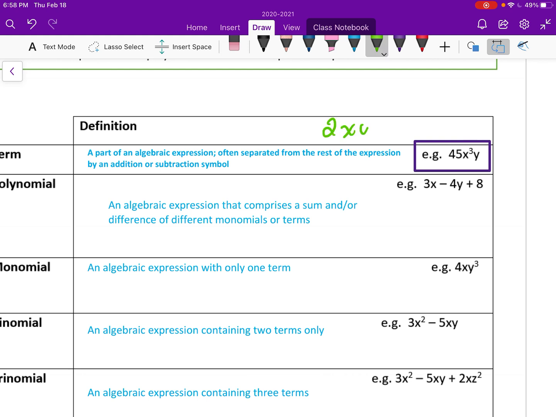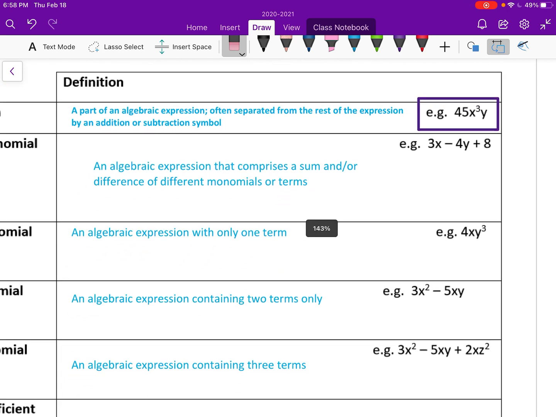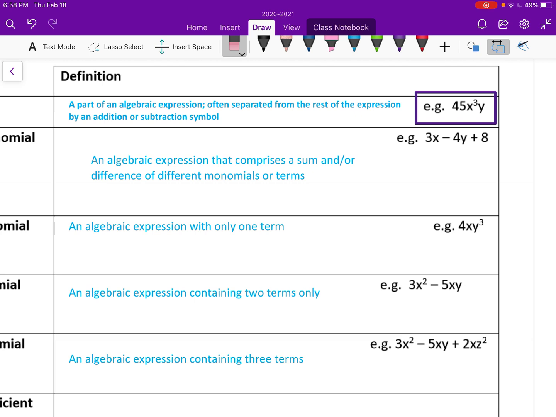You can have 2xy. You can have 2y squared x. When you add a plus or a minus, this is what separates them. So this is one term, this is another term. A polynomial is an algebraic expression that comprises a sum or difference of monomials or terms. Another word for just a term like that is a monomial. So you can have 3x, 4 and 8, so that's one term, 2 terms, 3 terms. You put all 3 terms together and now you have a polynomial.